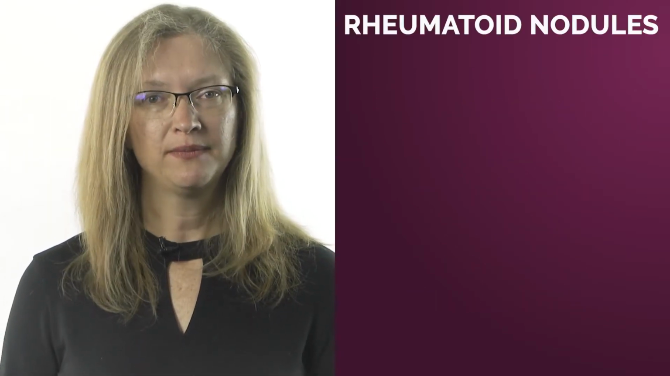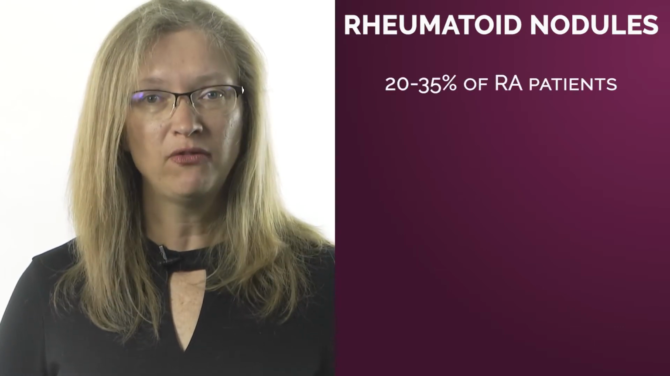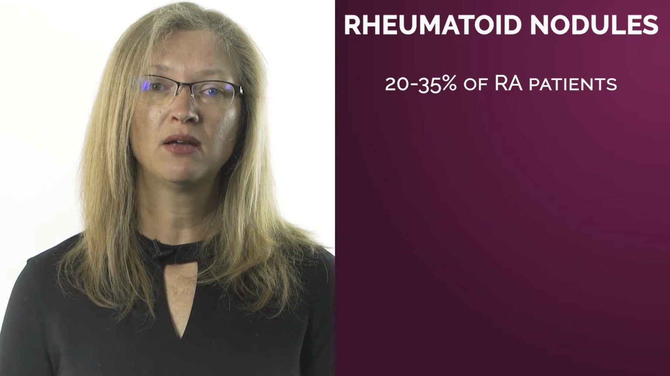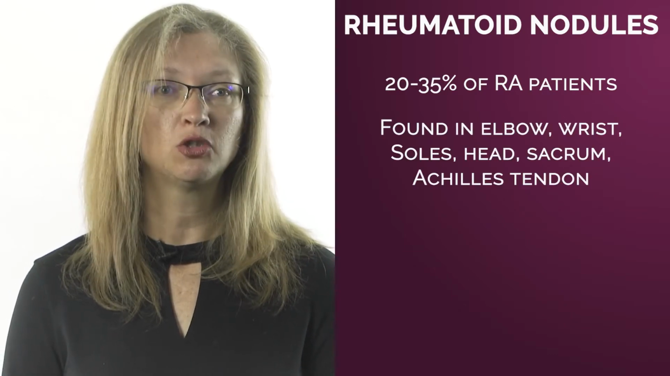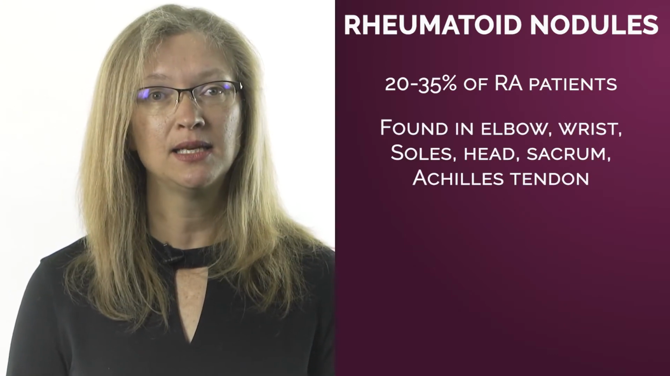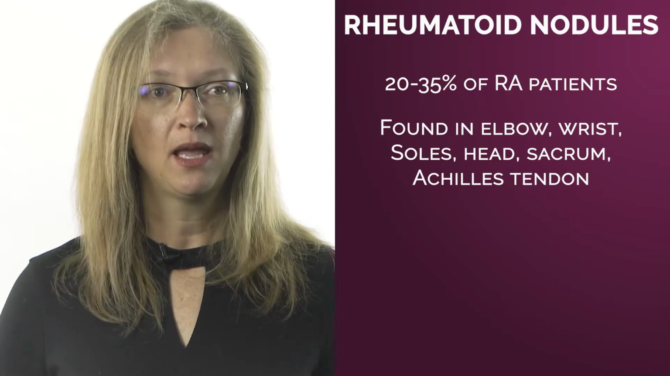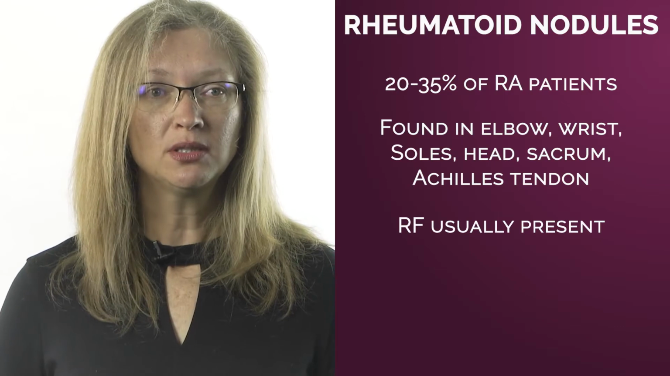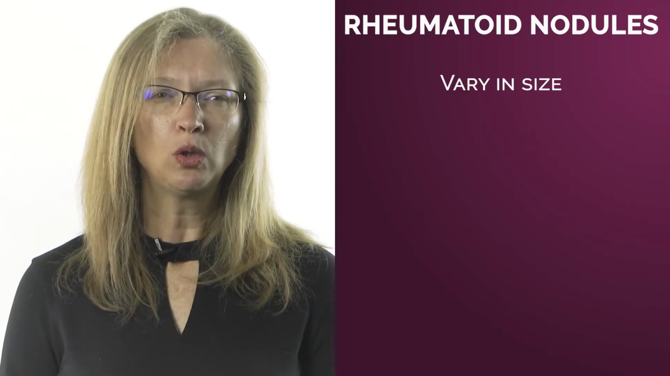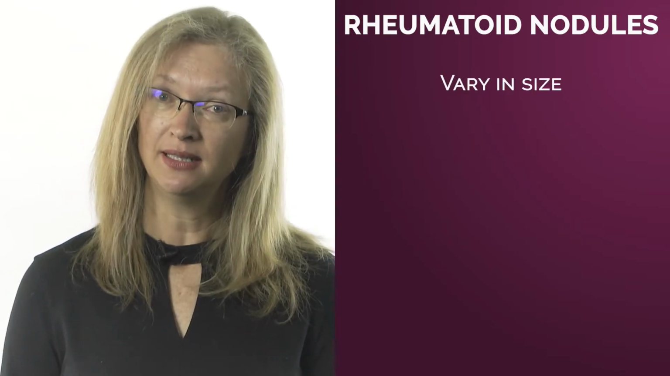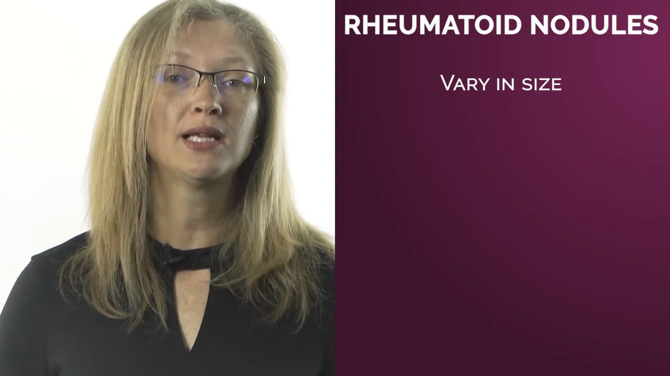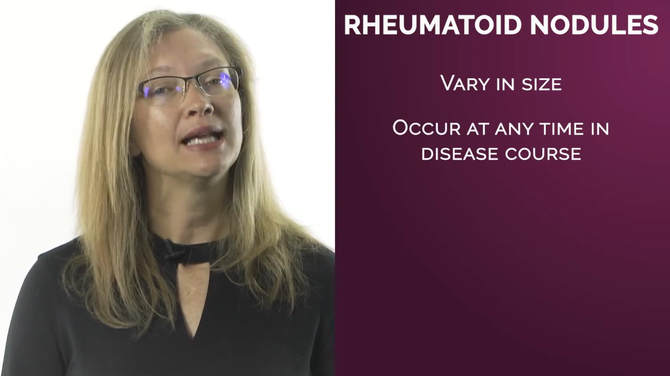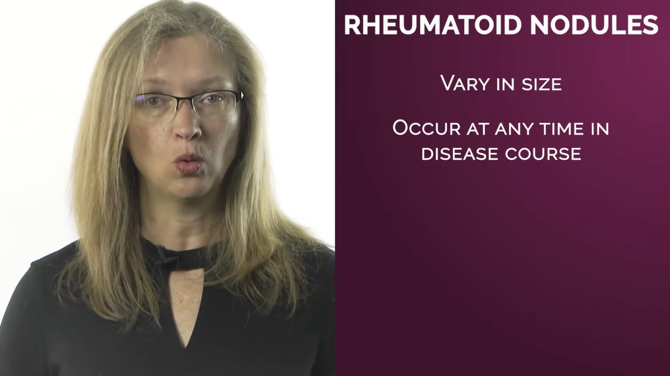Rheumatoid nodules. They are present in up to 20 to 35% of people with rheumatoid arthritis. And they can be found around the elbow, the wrists, the soles, as well as the Achilles tendon, the head and the sacrum. Rheumatoid factor is usually present in these individuals. They can be small, the size of a seed, just underneath the skin in the tendon, or as large as a golf ball. And they occur at any time in the disease course.